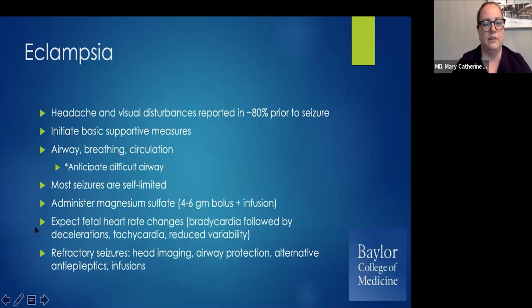And just a reminder here that when a patient is having an eclamptic seizure, we would expect to see fetal heart rate changes due to that acute event, for example, bradycardia, and other changes, but we would expect these to resolve once the maternal condition is stabilized. And so refractory seizures is a challenging situation that usually would involve admission to the intensive care unit, some kind of head imaging, anti-epileptic infusions.